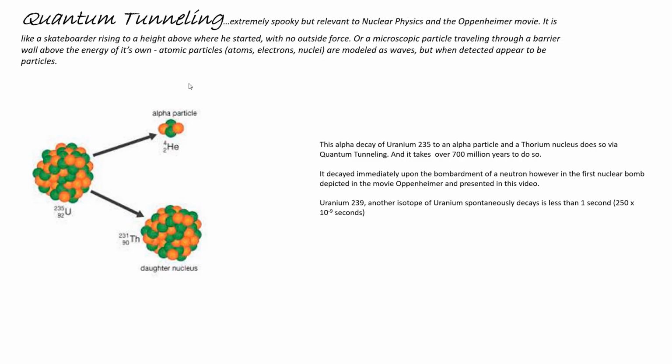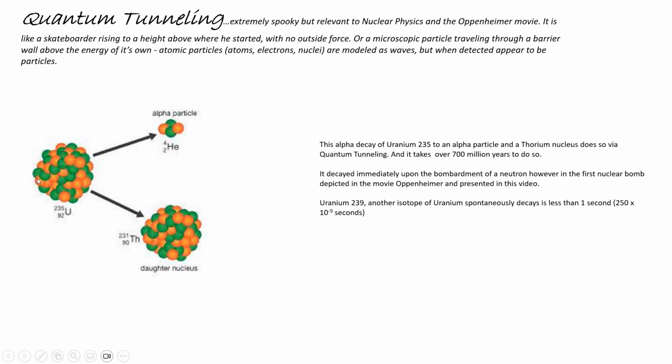It is like a skateboarder rising to a height above where he started, with no outside force. This is a depiction of an alpha decay of uranium 235 to an alpha particle, which is a helium nucleus, and a thorium nucleus. This happens spontaneously due to quantum tunneling, and it takes over 700 million years for half of a sample of uranium 235 to decay.